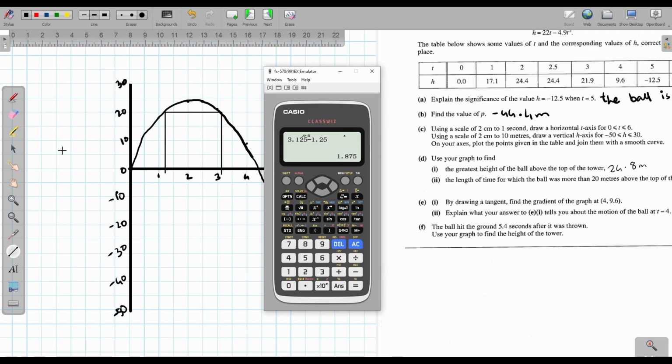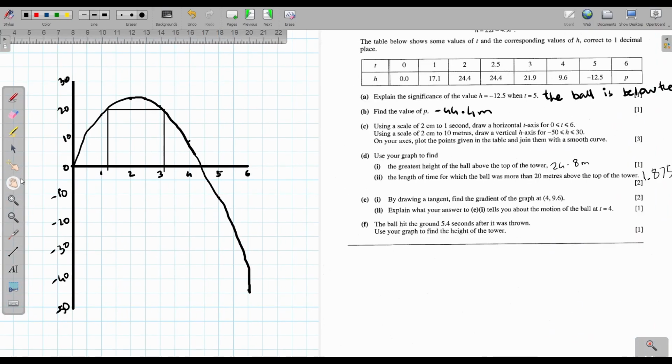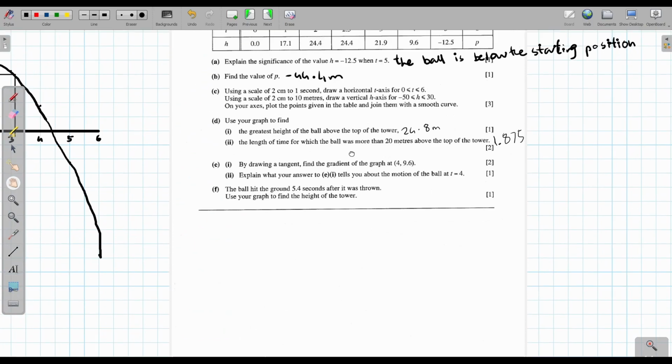So 1.875 is how long it was above 20 meters. We'll just do 1.875. Again, these would be estimates based on my graph, so if you have a more accurate graph, your answers would be more accurate.